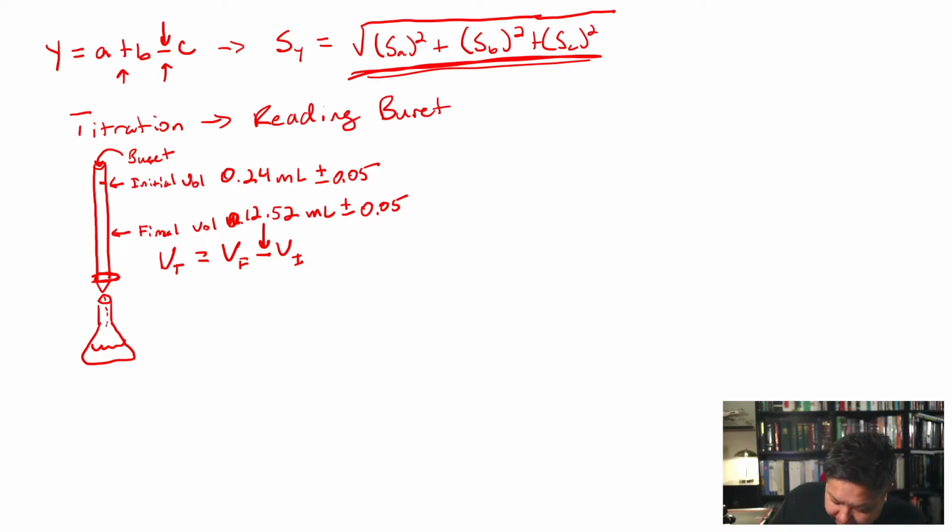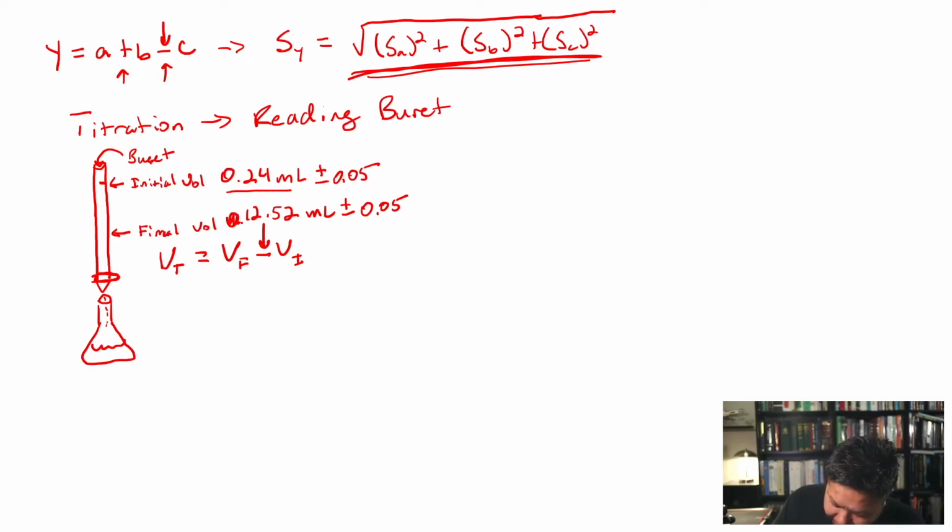So, given that we have this example here where we started at 0.24 mils plus or minus 0.05, funny thing there is we tried very hard to get to 0 at the top of the burette, but we weren't quite close enough to 0. The meniscus was just below the 0 line. And so that's why it's 0.24, right? And then we ended with the volume being at 12.52.